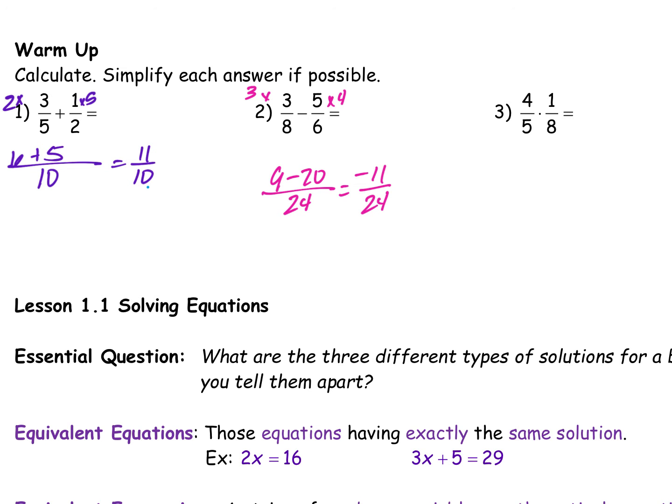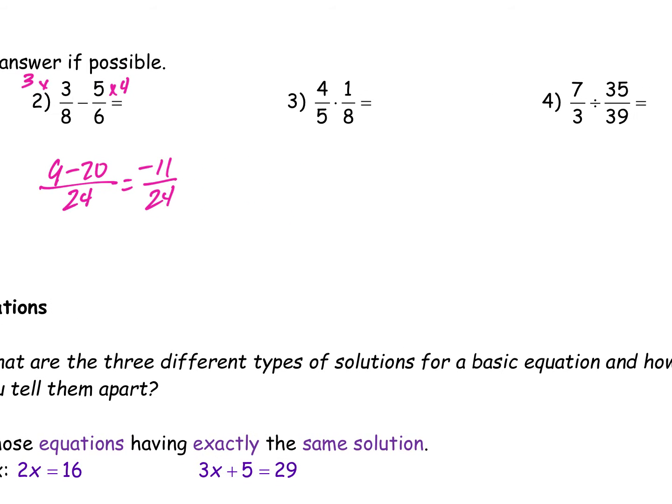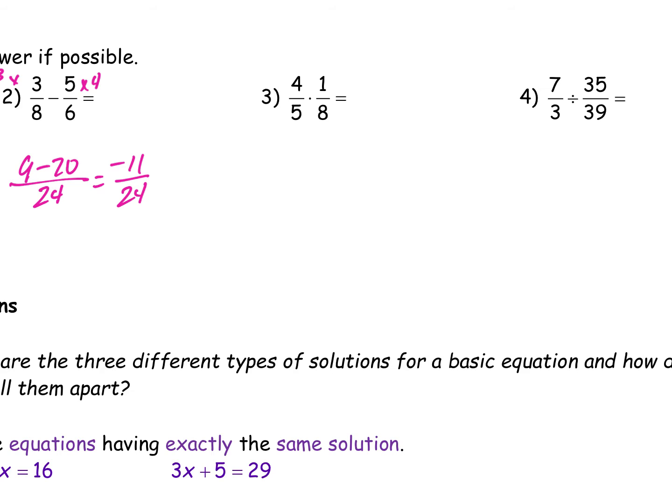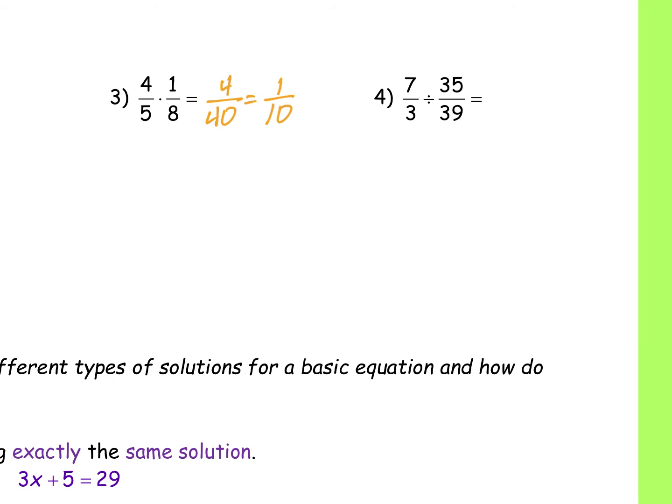And then how do I multiply fractions? Straight across, right? So 4 times 1 is 4, and 5 times 8 is 40. And then I simplify and I get 1/10. Beautiful. And then how do I divide fractions?